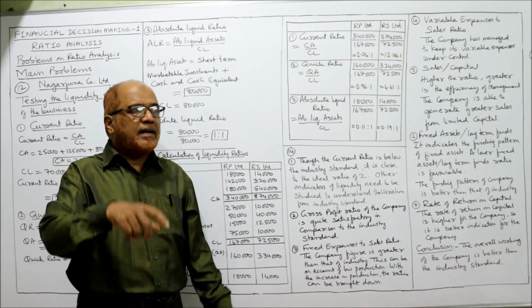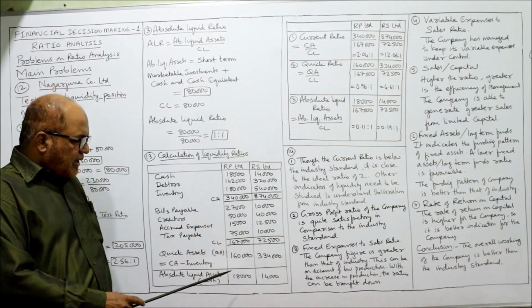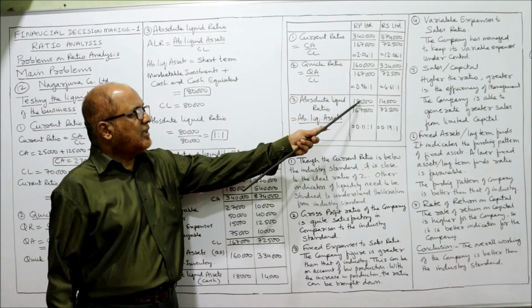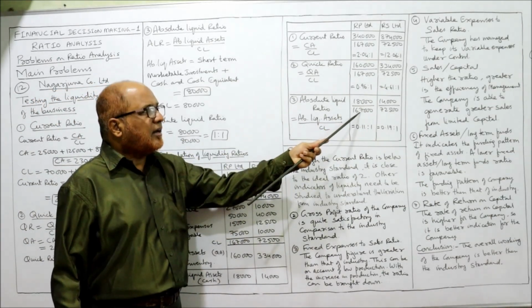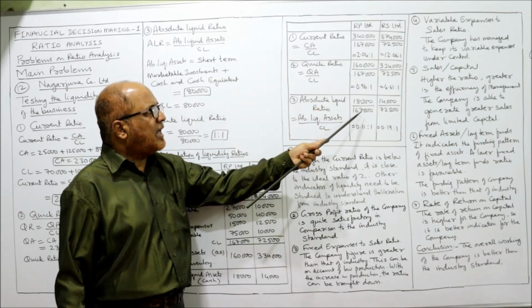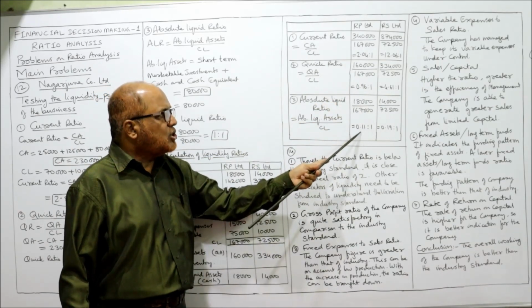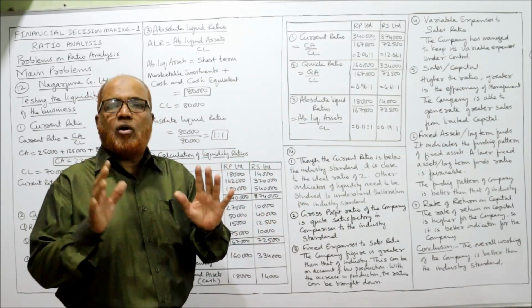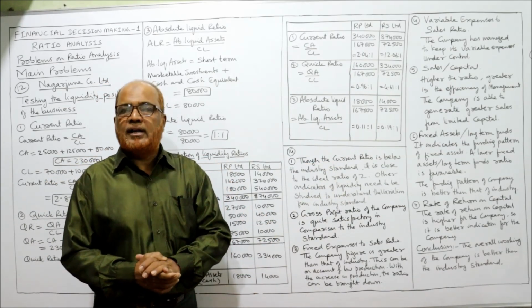Absolute liquid assets by current liabilities. Absolute liquid assets you have calculated here: 18,000, 14,000. Denominator, current liabilities, the same: 1,67,000 and 72,500. So 0.11:1, 0.19:1. We have made all the calculations of liquidity ratios.